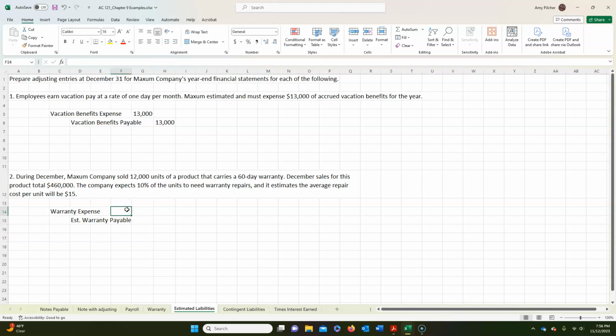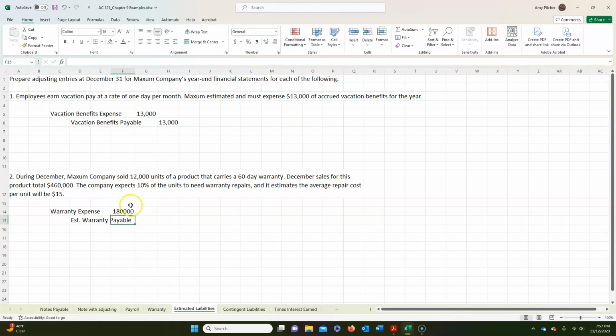The warranty expense, it says, is $15 per unit, and we sold 12,000 units. So 12,000 times 15 times 10% is $18,000. So we have warranty expense of $18,000.